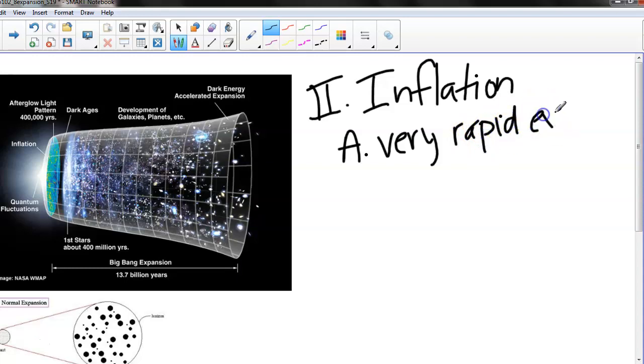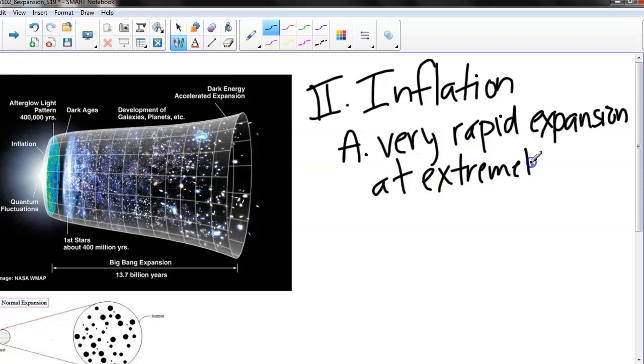expansion of the universe at super early times, extremely early times. So here we're not just talking about the rate of expansion of the universe changing from what it was in the past. We're talking about crazy fast expansion, very, very briefly, very, very early, and then it went to sort of the normal Big Bang expansion.